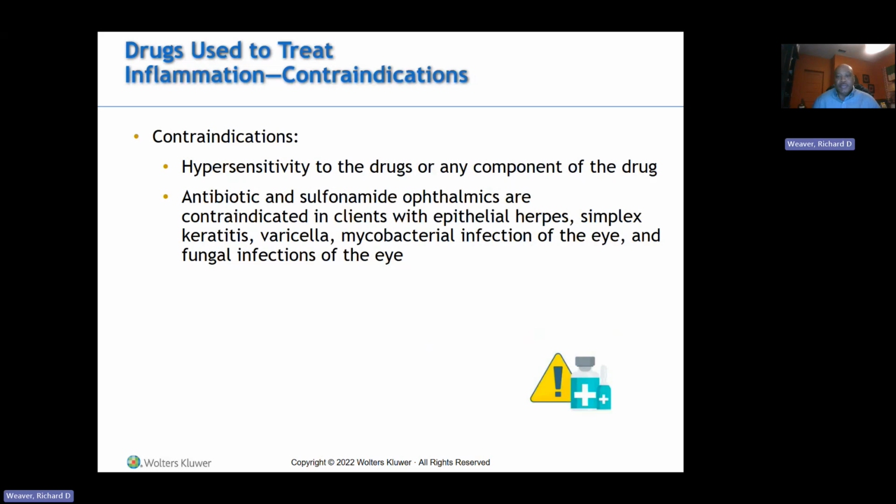Now, antibiotic and sulfonamide ophthalmic preparations are also contraindicated in patients with epithelial herpes simplex keratitis, because it's a virus, right? Antibiotics and sulfonamides are anti-infectives for bacteria. Also, they're contraindicated for varicella, a virus, mycobacterial infection of the eye, and fungal diseases of the eye, as we don't use antibiotics for fungal diseases either. Now, these drugs are pregnancy B and C drugs and are used cautiously during pregnancy or lactation.